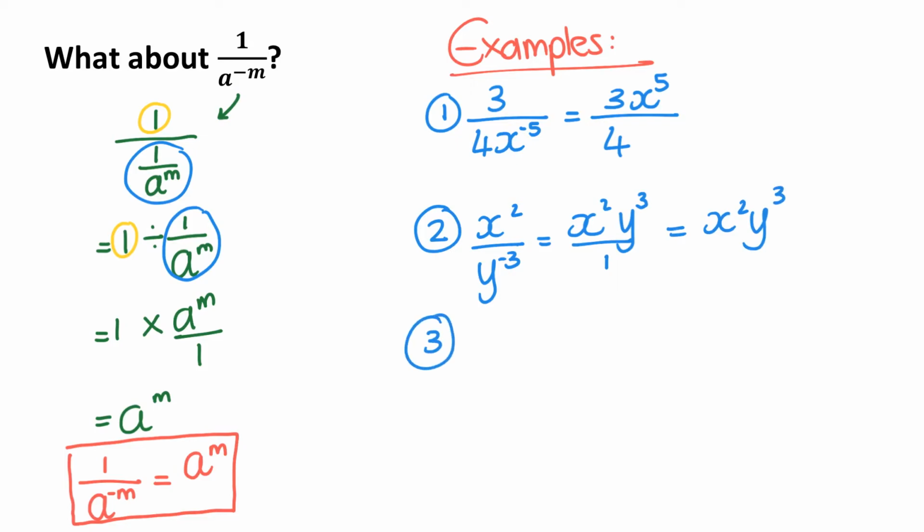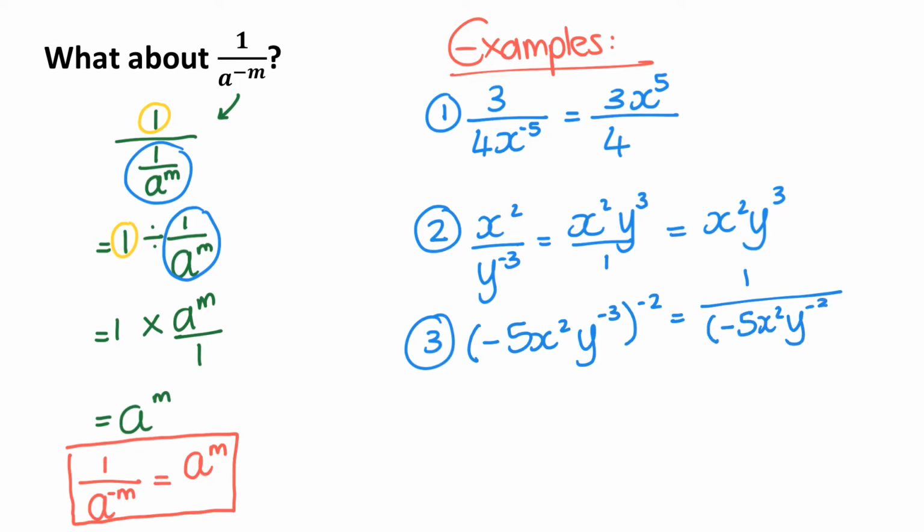Third example, if I've got negative 5x squared y to the power of negative 3, all to the power of negative 2. That's the same as 1 over negative 5x squared y to the power of negative 3, all squared, because I've applied that negative exponent. Now each factor will be raised to the power of 2. So negative 5 squared is positive 25. x squared to the power of 2 is x to the power of 4.